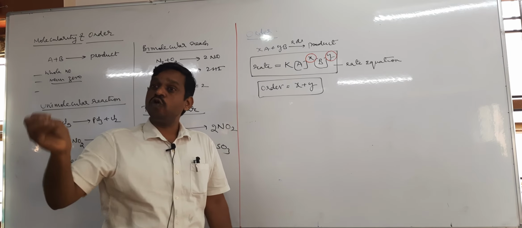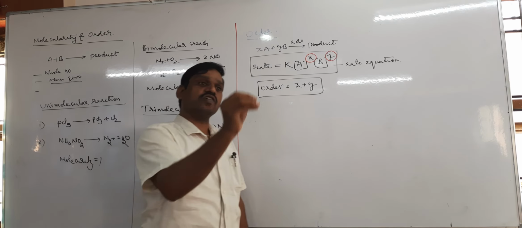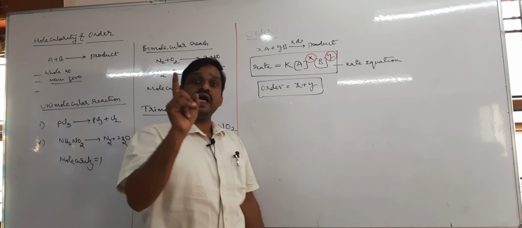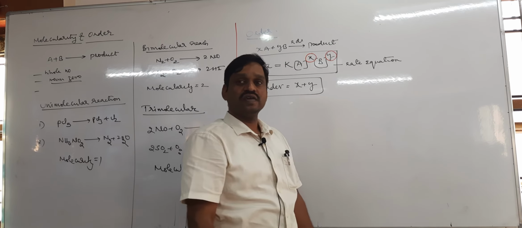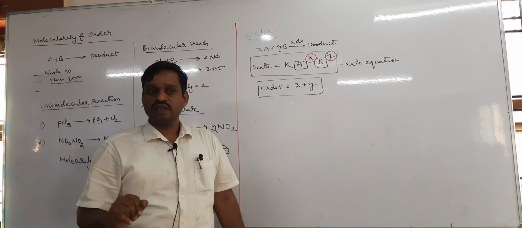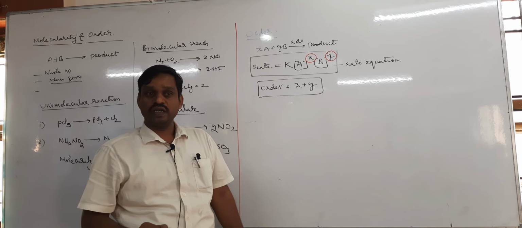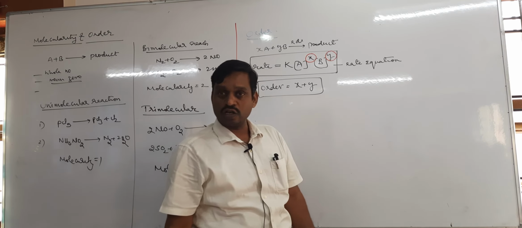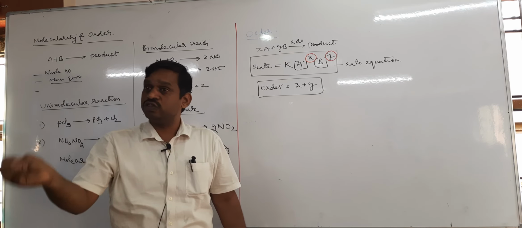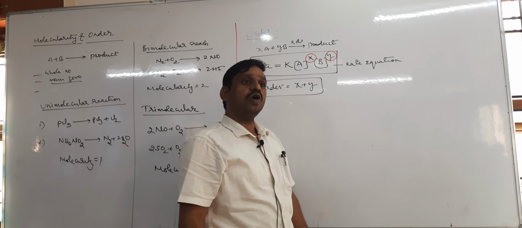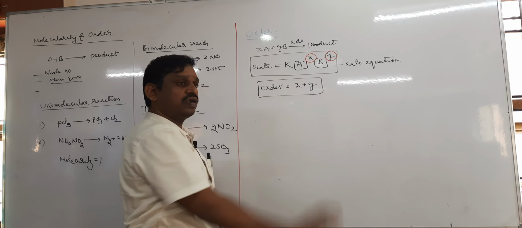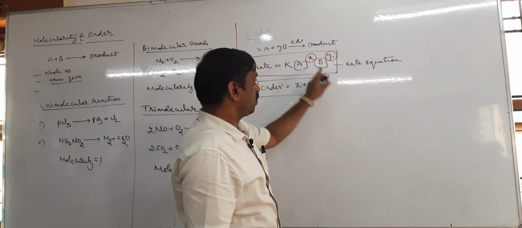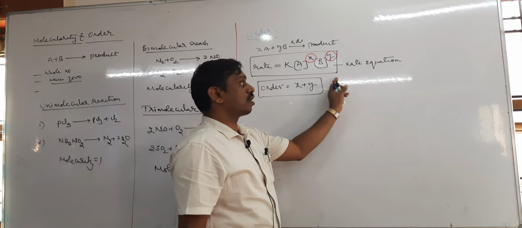Right. If two reactant molecules are changing their concentration in the RDS, then the order is 2. If only one reactant molecule is changing its concentration, the order is 1. That is the difference between order and molecularity. The number of molecules present in the RDS is the molecularity. The number of reactant molecules changing their concentration is the order. In simple terms, order is also defined as the sum of the powers of the concentrations of the reactants in the experimentally determined rate equation.